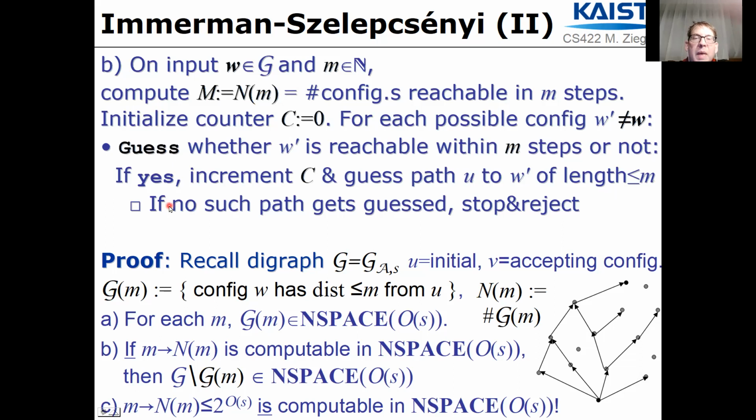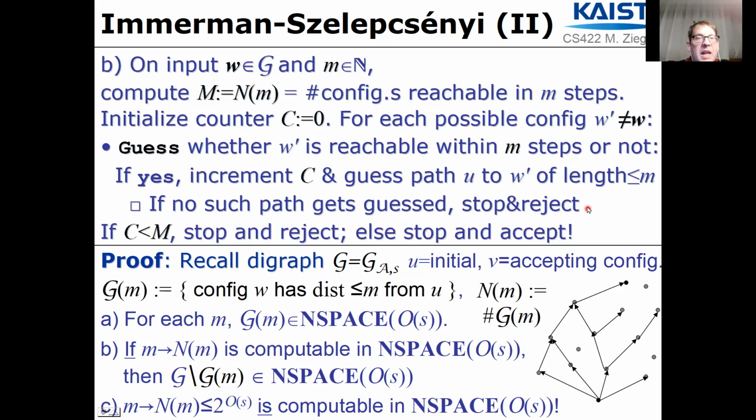But if our guess of such a path fails, maybe ends up in a loop, then we're going to stop and abort this computation. Obviously it doesn't mean that there is no such path, but it means that our guesses have not been favorable ones, and thus we simply abort the computation. And after that, that's what I mentioned before.